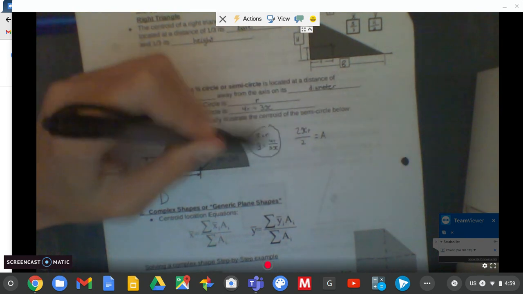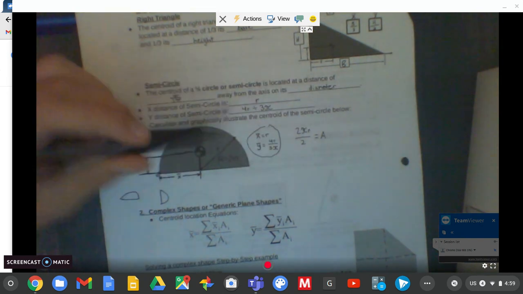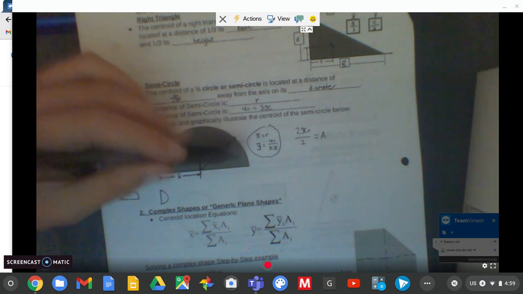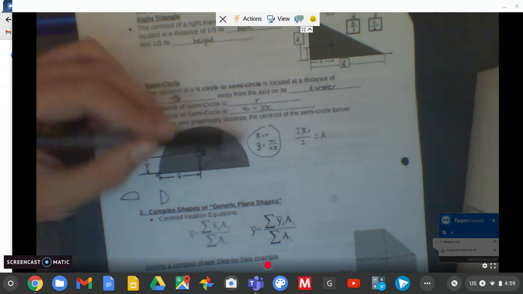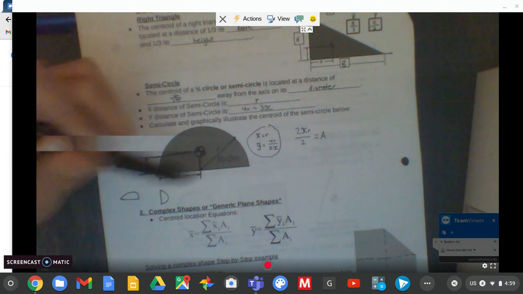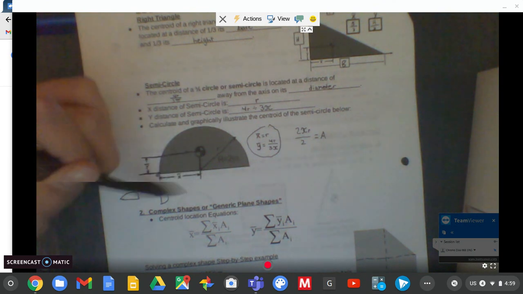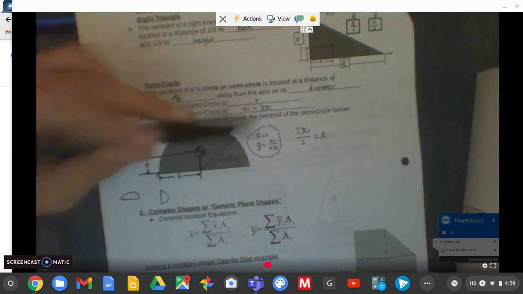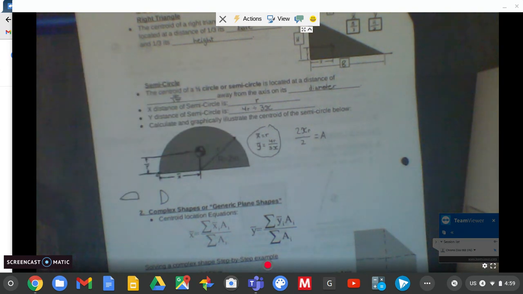Sorry, that's kind of messy. I can't even really see where I'm drawing. But these two formulas are only the case if it's orientated like that, where the flat side is down. If it's turned like that, they reverse. So remember that. That's very important, or you'll get it wrong. So that's what you do for the semicircle.